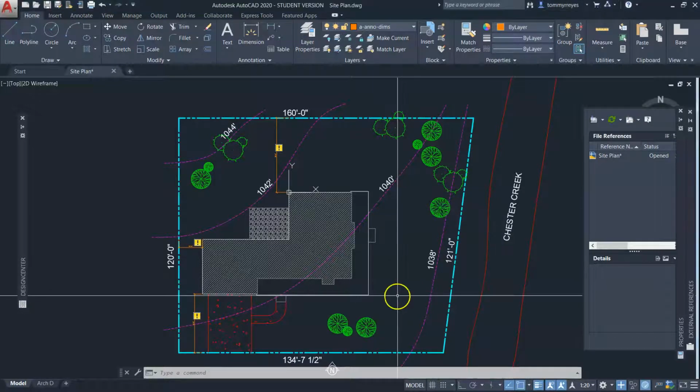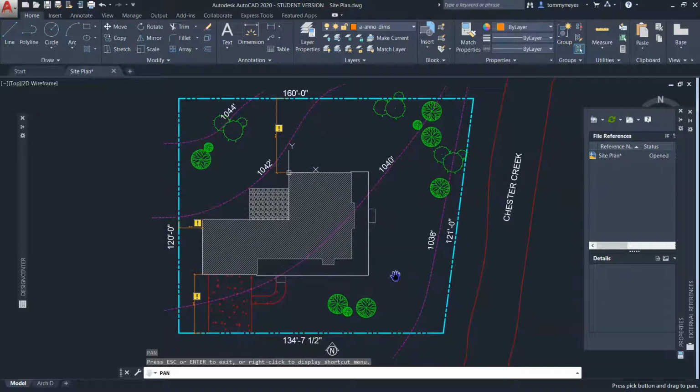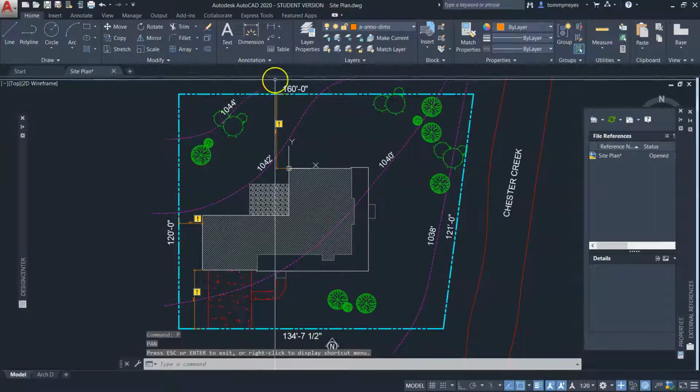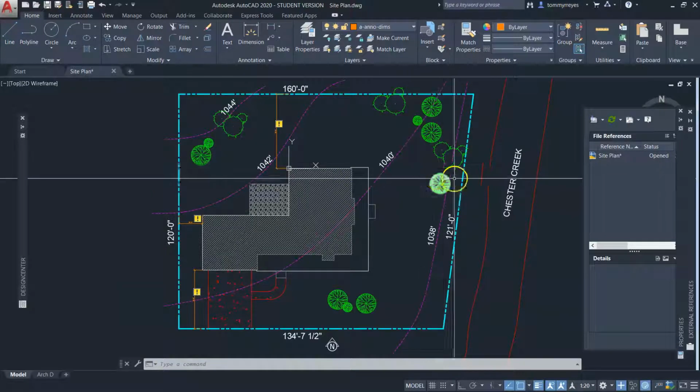Okay, I realize I forgot one more thing. So in this episode, we are going to talk really briefly about these contour lines that show the topographic layout.